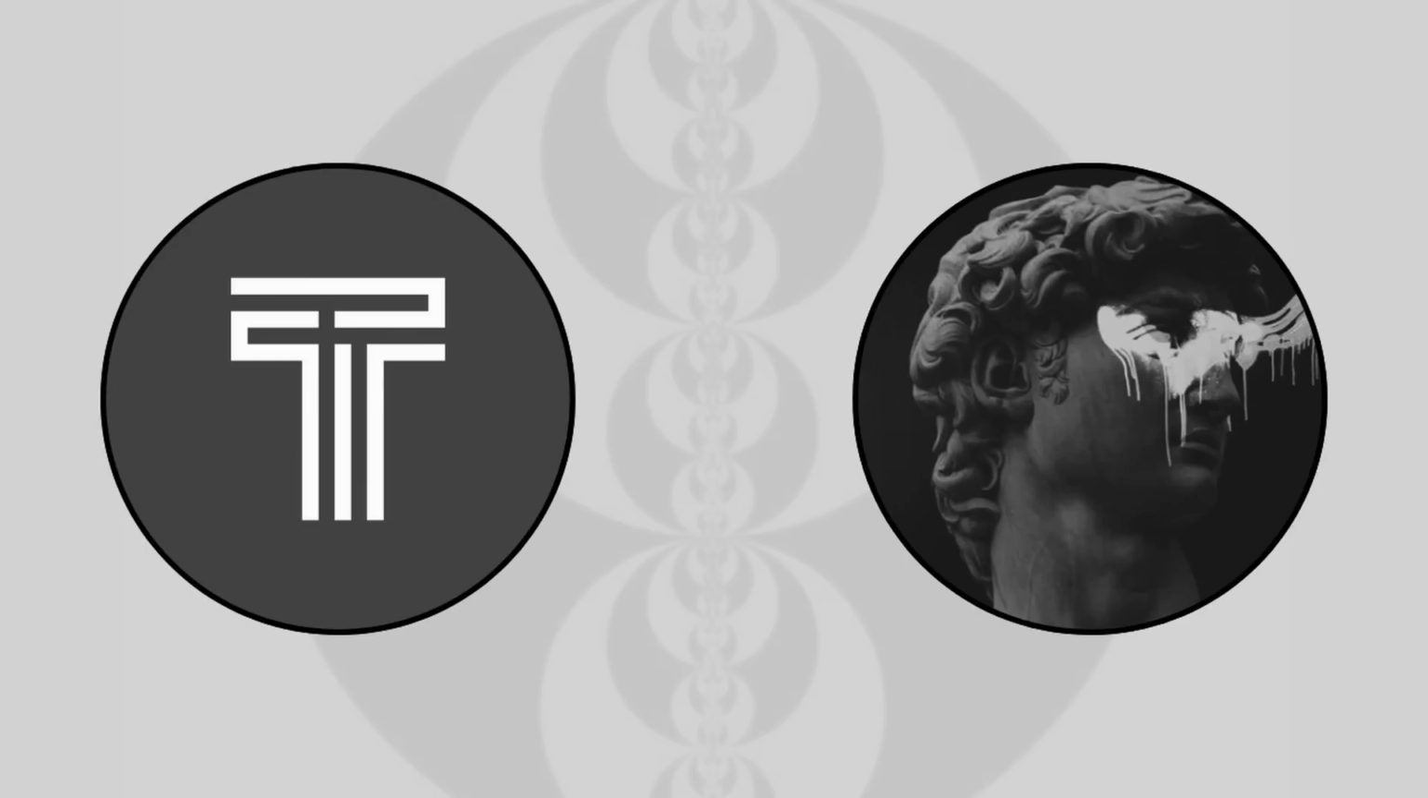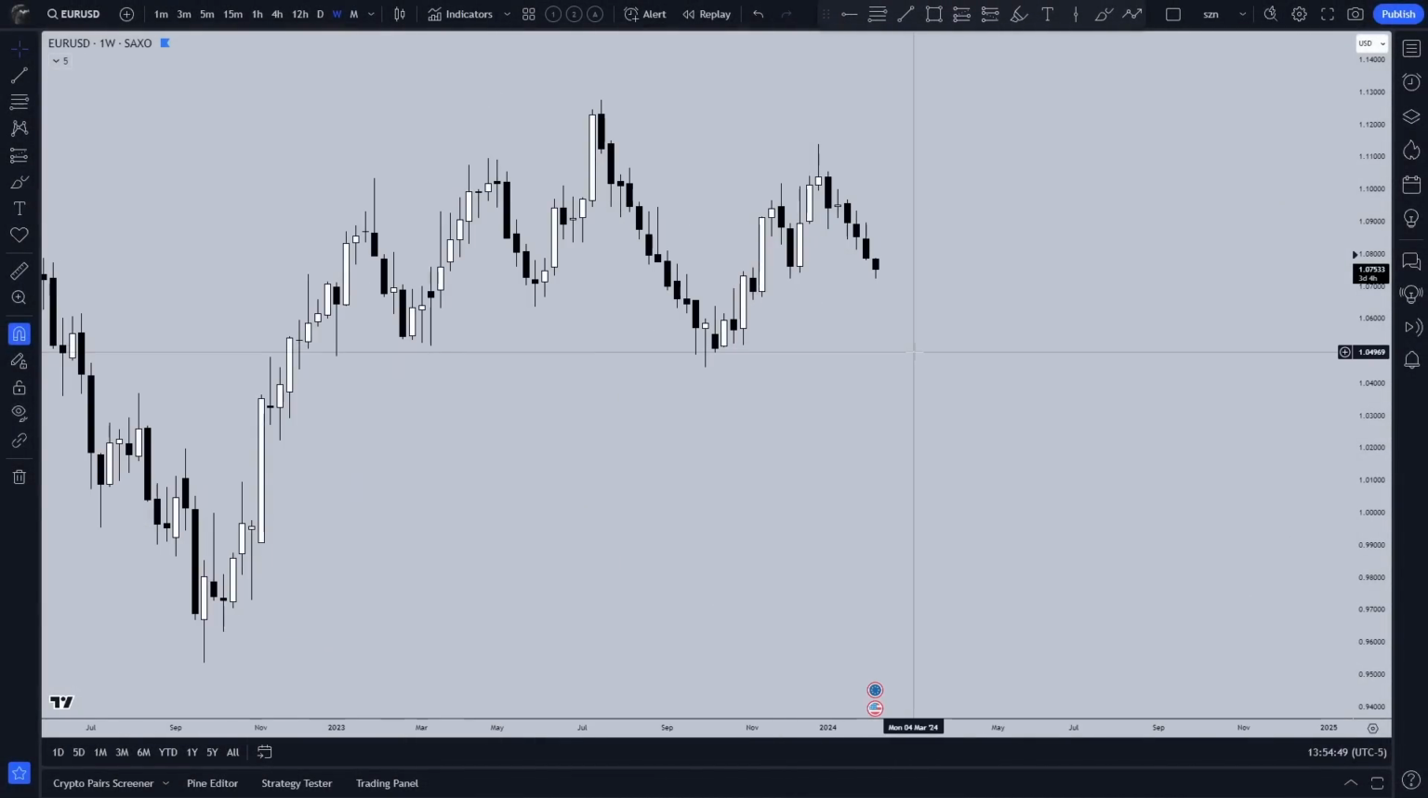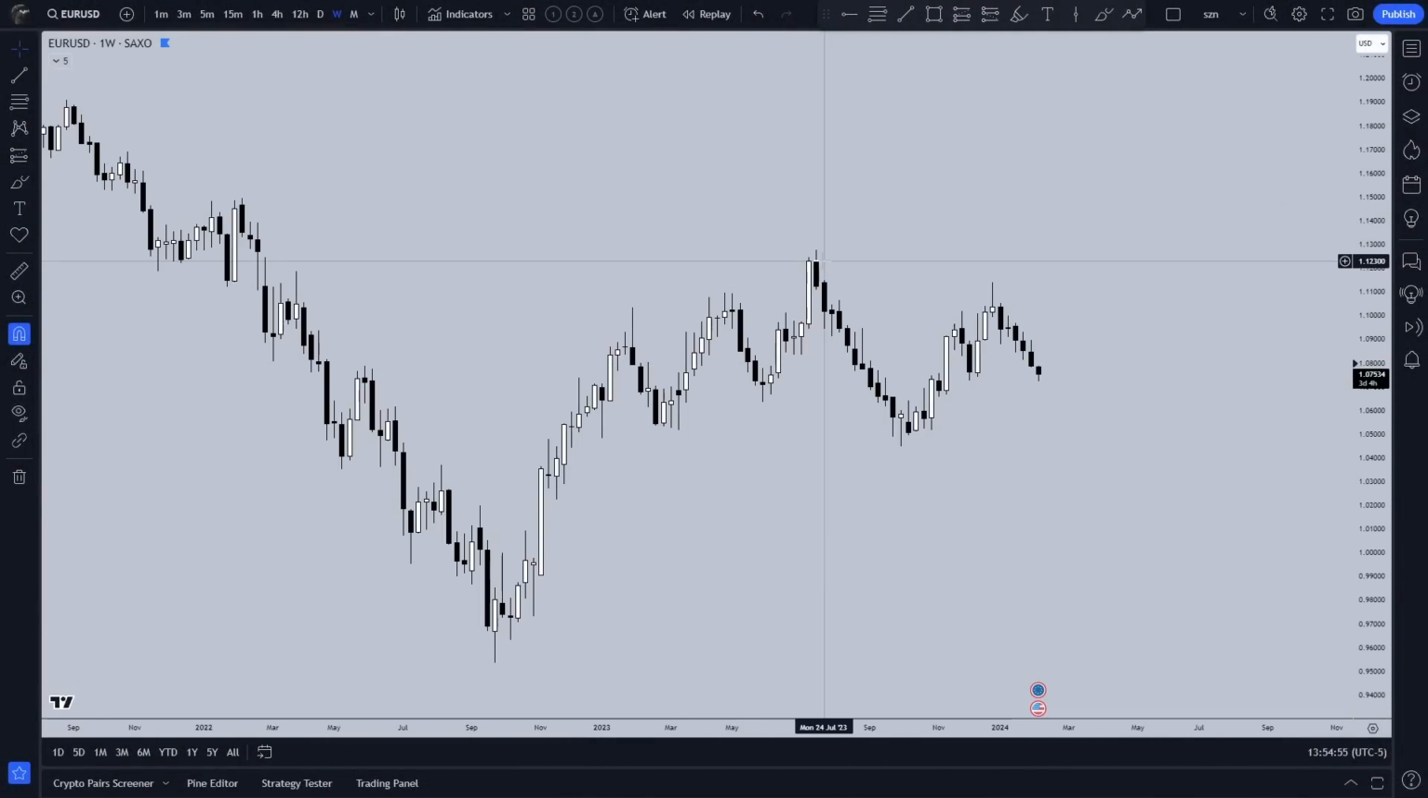What I want to show you today is how I use the daily chart and the daily profiles to create my intraday bias. Let's get right into it. If we take a look at the EURUSD weekly chart, we can see that last year is a really good example of how I use liquidity on the weekly and the daily.